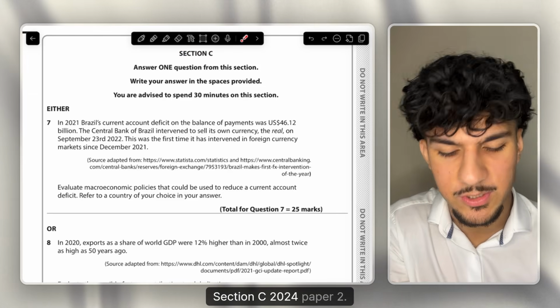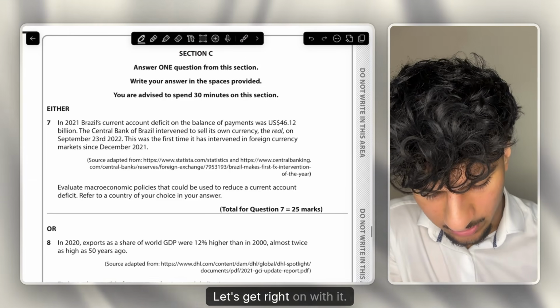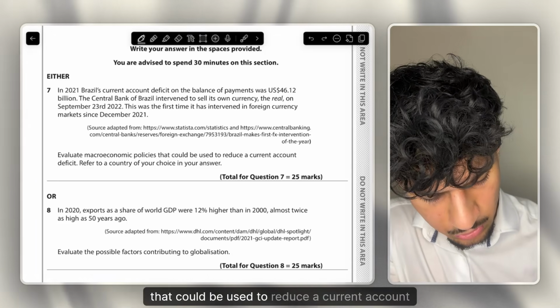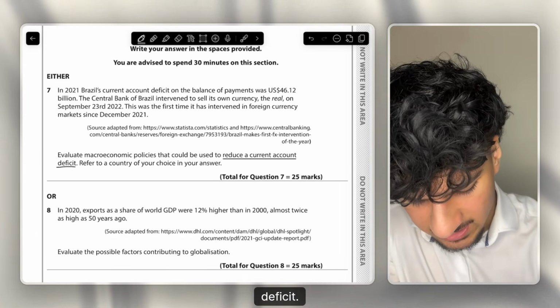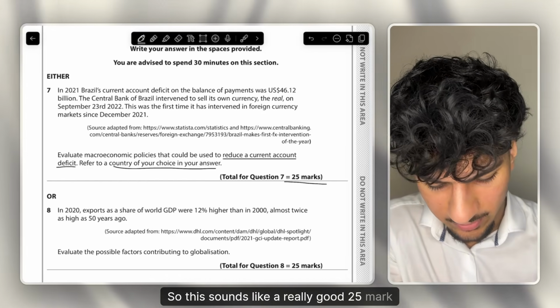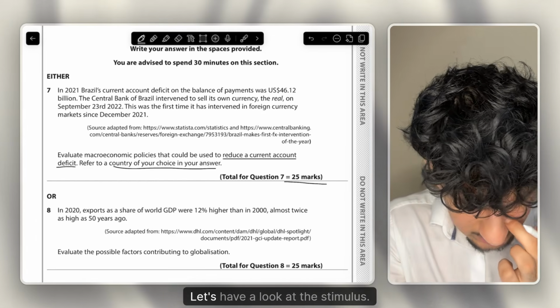Section C, 2024, Paper 2. Let's get right on with it. Evaluate macroeconomic policies that could be used to reduce a current account deficit. Refer to a country of your choice in your answer. So this sounds like a really good 25-mark question, quite a unique one. Let's have a look at the stimulus.